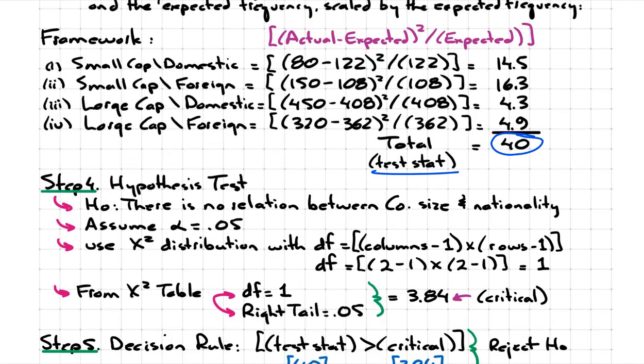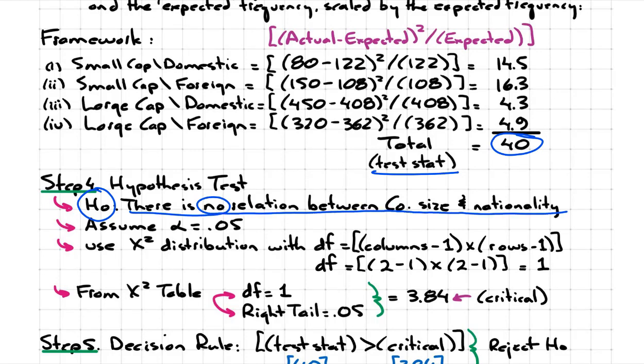So step 4, we do the hypothesis test. Now the null is that there is no relationship between company size and nationality. And let's assume a level of significance of 5%. What that means is we're willing to give the null a 95% margin of error. Why are you giving the null a 95% margin of error? Because we're basing this test on a sample of observations, and samples can have errors. So that's why we want to build this margin of error around the null statement.